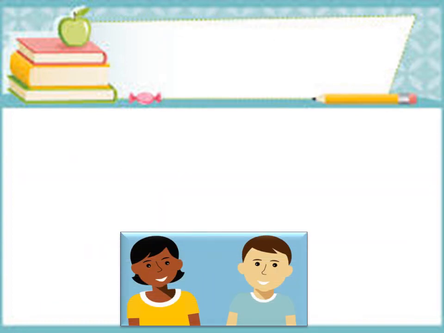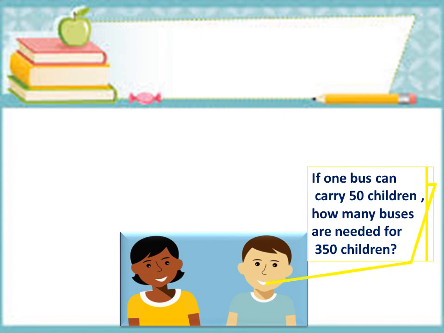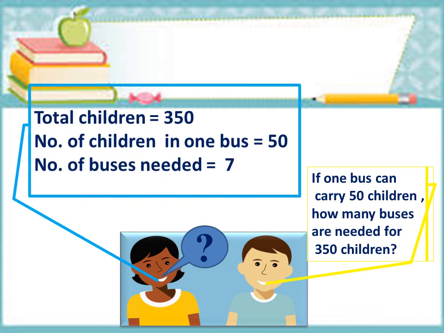Some children are thinking like this: if one bus can carry 50 children, how many buses are needed for 350 children? So they are thinking: total children 350, number of children in one bus 50. Number of buses needed, 7. Do you know how they did the problem? Let me explain.